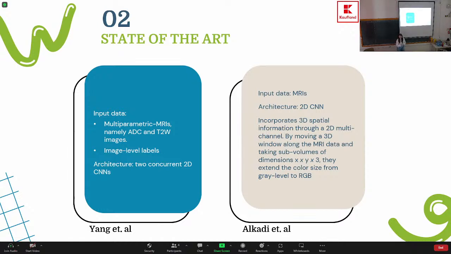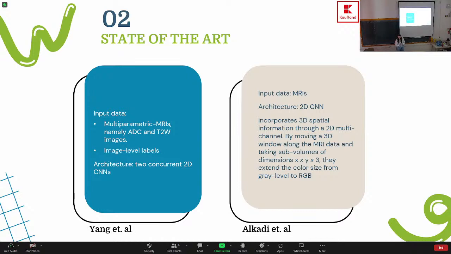The bad thing for this architecture is that they use multiparametric MRIs, and you only want to use one, the normal 2DW image. But the good thing is that they use image level labels, so we don't need a medic to segment each pixel in every MRI.